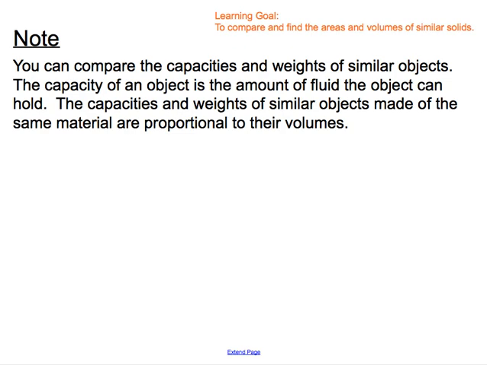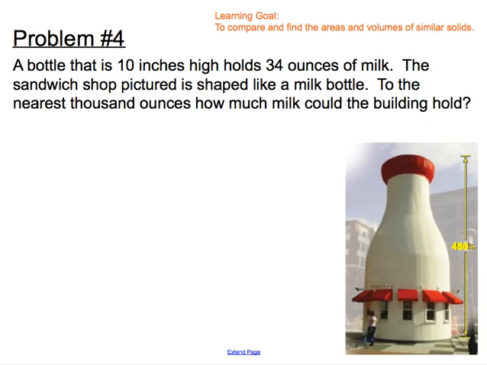One final note for this chapter: you can compare the capacities and weights of similar objects as well. The capacity of an object is the amount of fluid that it can hold. The capacities and weights of similar objects made of the same material are proportional to their volumes. Let's look at our final problem for chapter 11.